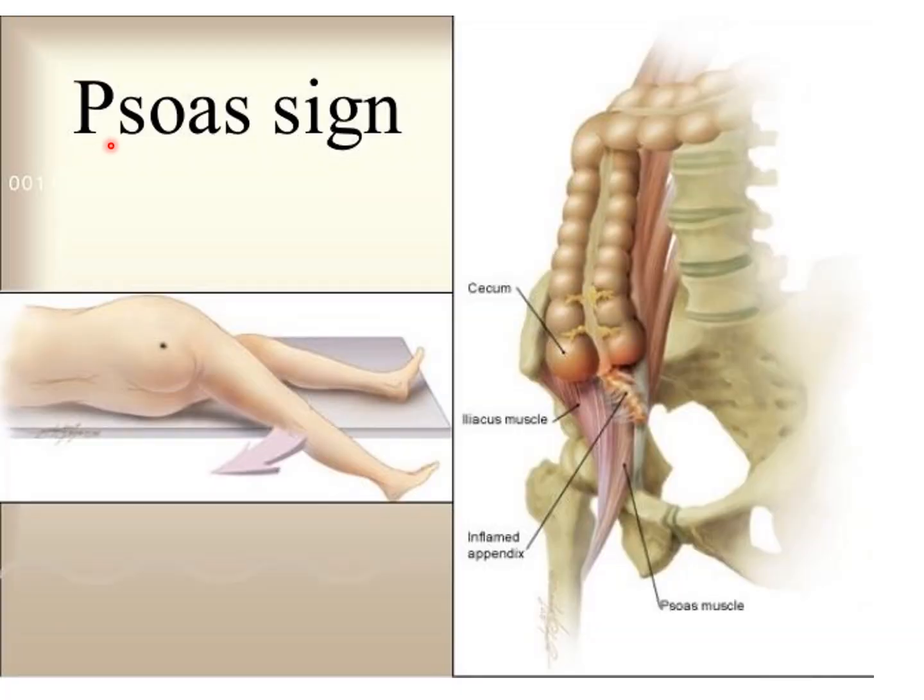Psoas sign. When the appendix is in retrocecal position, it will be lying on the right psoas muscle. So when there is appendicitis, it will be irritating the psoas major muscle. So the forced extension of right thigh in such patients causes increase in pain in the right iliac fossa, which is called as the psoas sign.